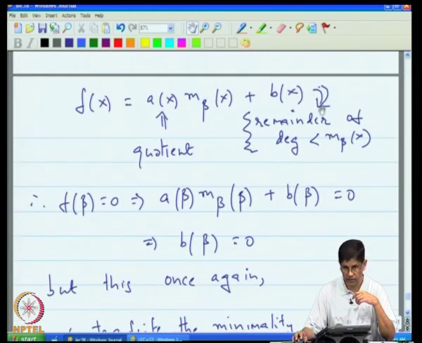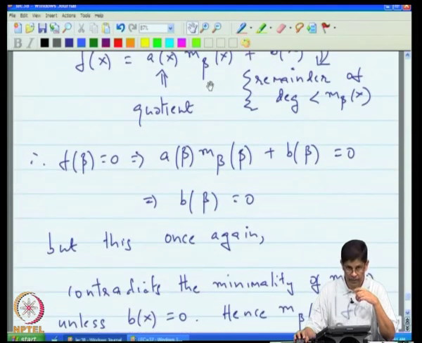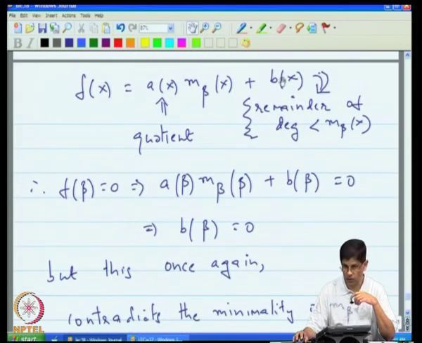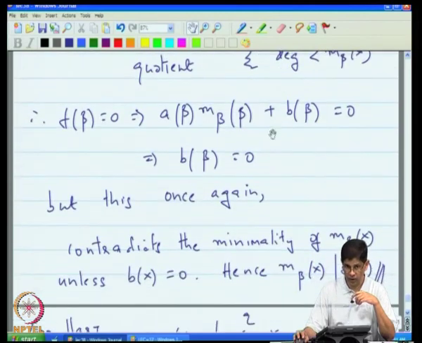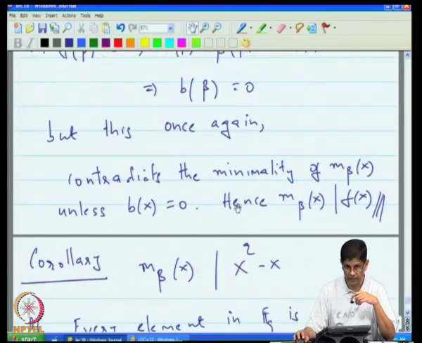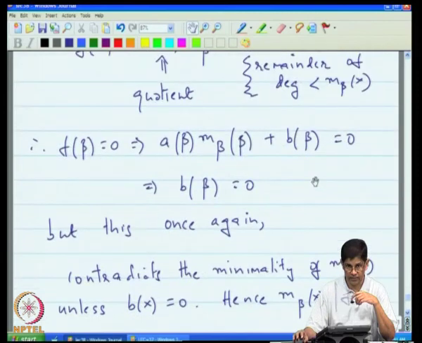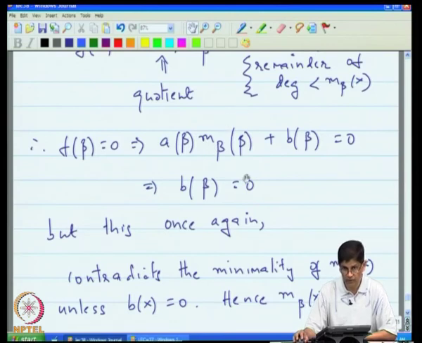But then again, look, this b of x is a polynomial because you are doing division whose degree is strictly less than the degree of m beta of x. Now, either this polynomial is 0 or it is not. If it is not the 0 polynomial, then it would contradict the minimality of the degree of m beta of x, because m beta of x is supposedly the smallest degree polynomial of which beta is a 0, but you have just discovered that b of x has beta as a 0 and its degree is lesser.